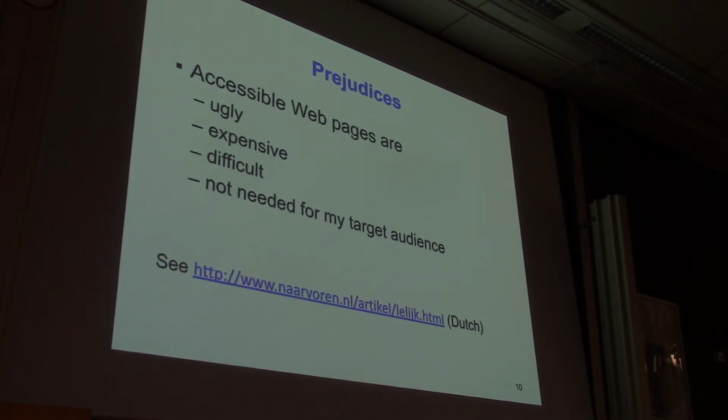And there are a lot of prejudices and myths around this topic, right? So a lot of people say, well, our websites are not accessible because we think it's ugly to make them accessible. It's very expensive to make them accessible. We have to hire specialists. It's very difficult to do so, and even it's not needed for my target audience. And I think all of them are false. There's no reason why your site should become uglier than it is by making it accessible. I think it should become even more aesthetically pleasing if you design it well for different groups and different devices.